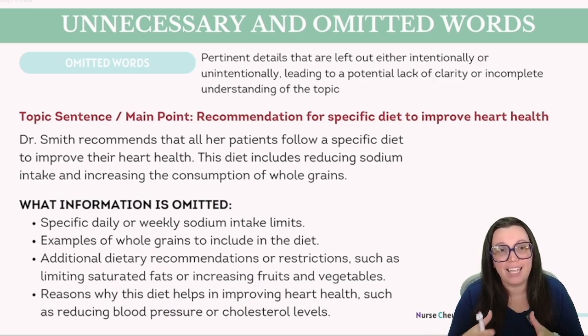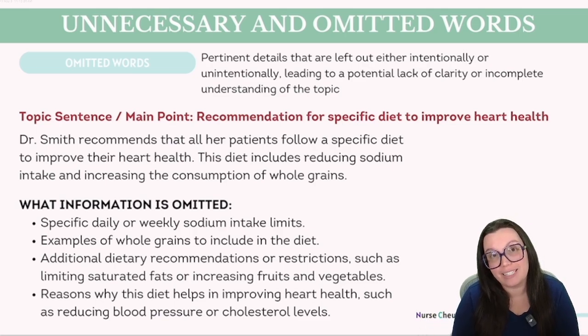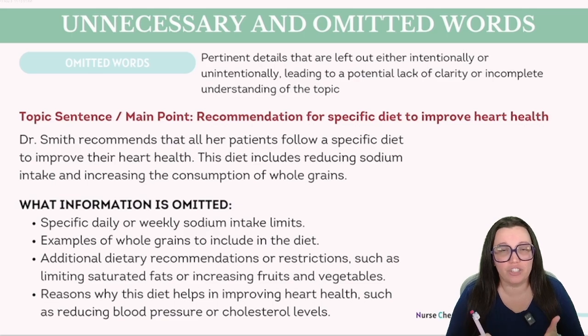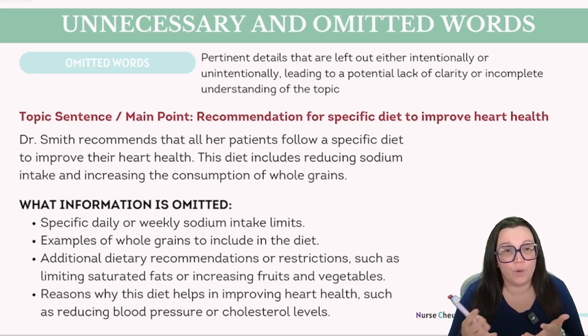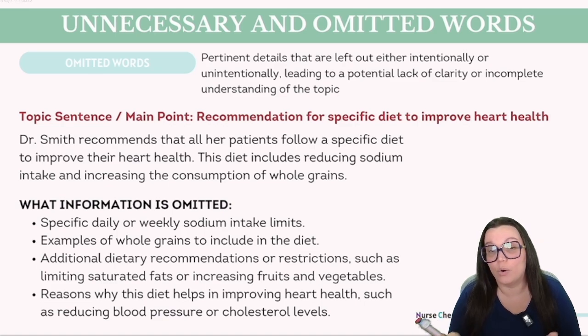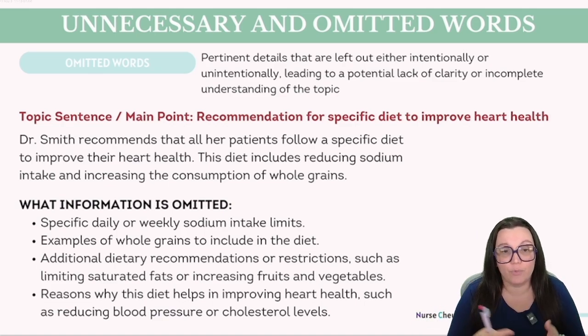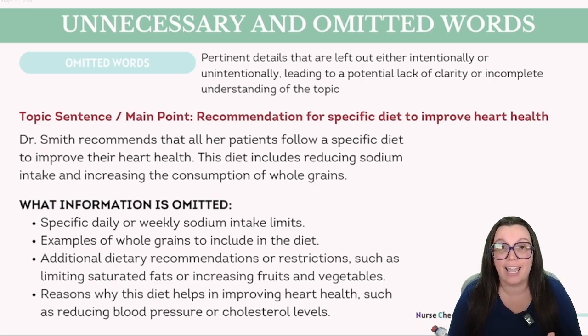Important specifics that might have been omitted could provide practical advice or even examples, making the recommendation more actionable. So potential omissions could have been specific daily or weekly sodium intake limits, examples of whole grains to include in the diet, additional dietary recommendations or restrictions such as limiting saturated fats or increasing fruits and vegetables, and reasons why the diet helps improve heart health, including maybe lowering blood pressure and cholesterol, could be a few of the things that were omitted. These omissions, if addressed, could make the advice more practical and motivate better compliance.